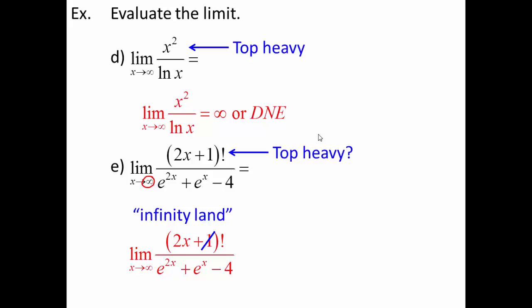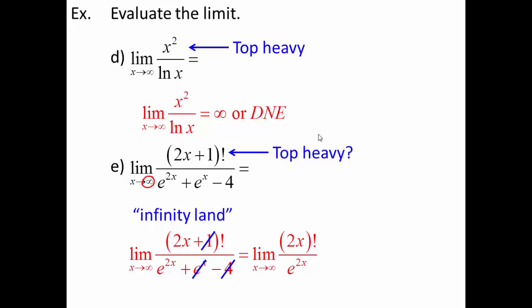On the bottom, e to the 2x is infinity. If I add another infinity onto it, it's not going to change anything. It's still infinity. I might as well not even have that infinity there, and that minus 4 definitely doesn't matter. So now, by going to infinity land, crossing out anything that's being added to whatever the largest term is on the top, on the bottom, I've now reduced it to something a little bit more manageable.